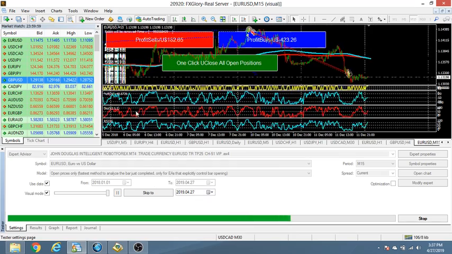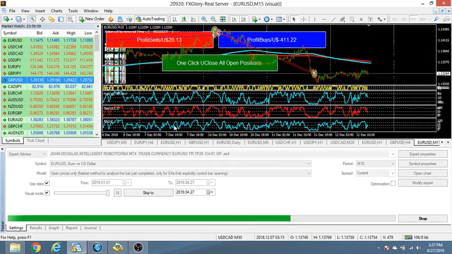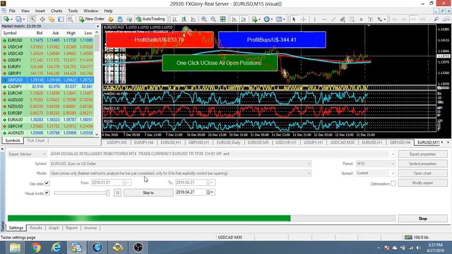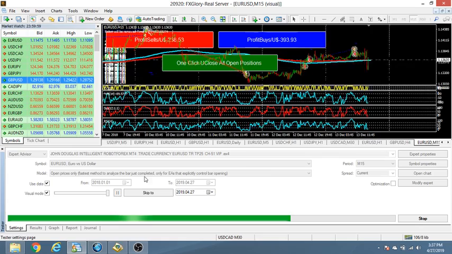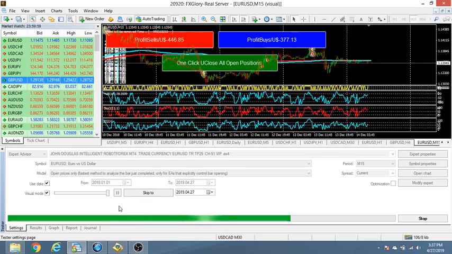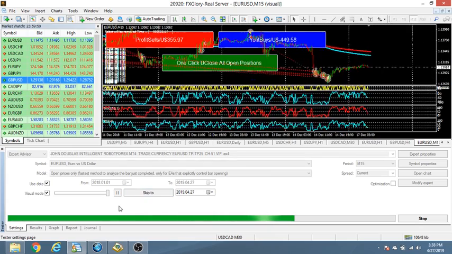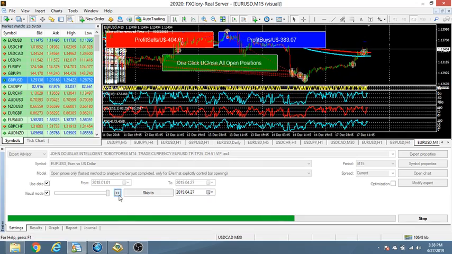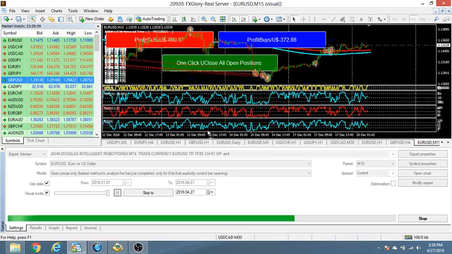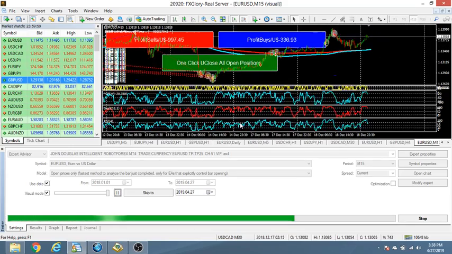Now look at both buttons, red and blue. There is some negative and some positive. They turn very positive very quickly, and close very quickly, like that one. You can see that. It closes very quickly, and then just opens more positions.